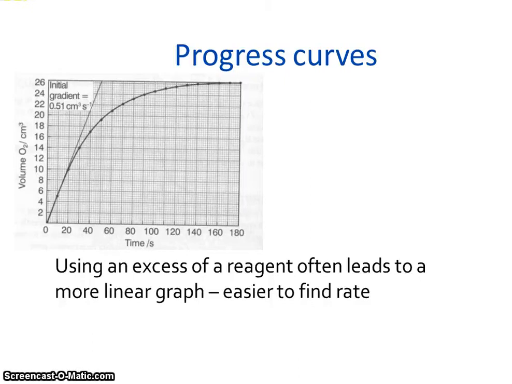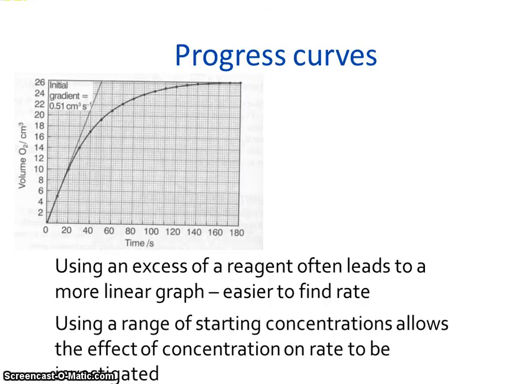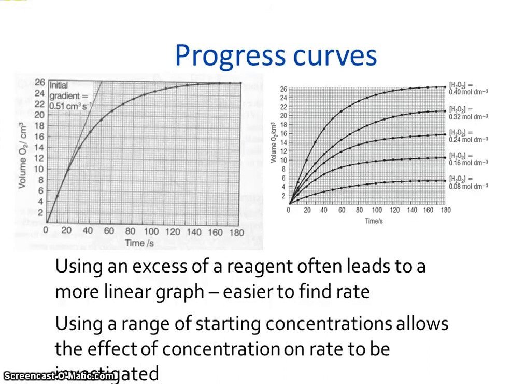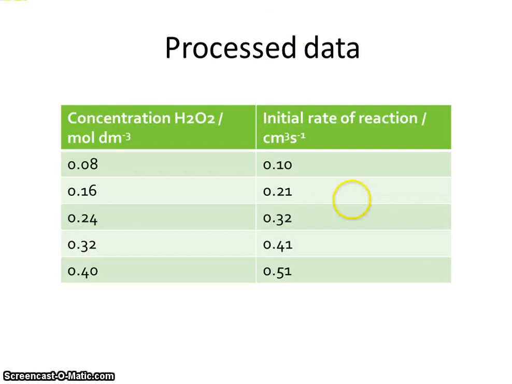Well, it's quite simple. We simply repeat this experiment, but we vary the concentration of one or more of the reagents. Of course, you'll only vary one concentration at a time, but if we do so, we'll end up with graphs looking something like this. So you can see here a variety of progress curves for a range of hydrogen peroxide concentrations. That's not the end of the story, because of course for each of those progress curves we need to calculate a gradient from taking the tangent, and that information really ought to be summarized in some kind of table of processed data. So you'll end up with some data that will look something like this.